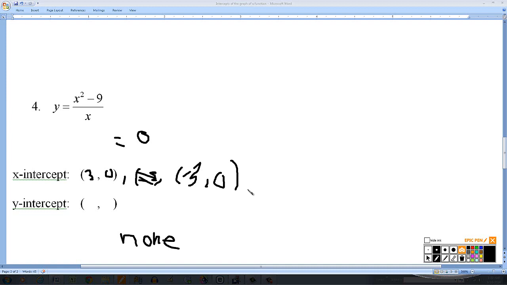And these could be key points where, if you're sketching the graph of a function, especially if you're not using a graphing calculator, sometimes the x-intercept and the y-intercept are convenient points to use in sketching the graph.